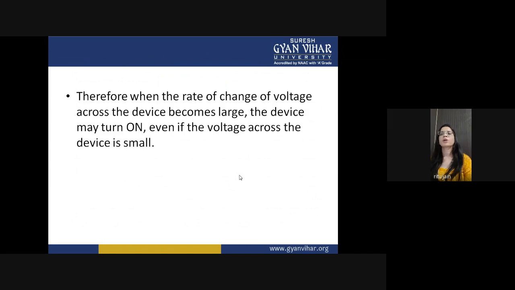Therefore, when the rate of change of voltage across the device becomes large, the device may turn on, even if the voltage across the device is small. So in this dV/dt, you are changing the rate of voltage with respect to time. When the rate of voltage change is high, the device may be turned on.